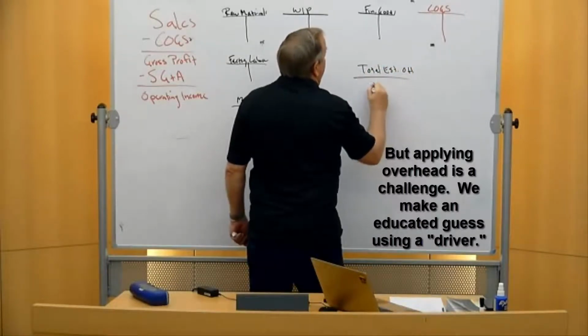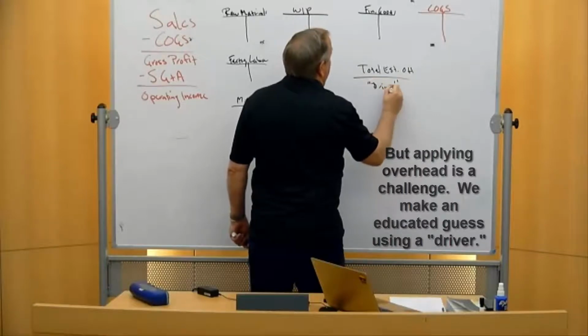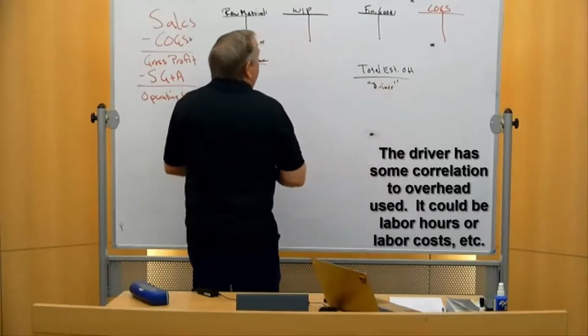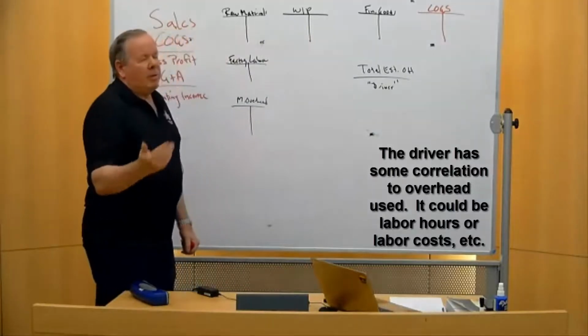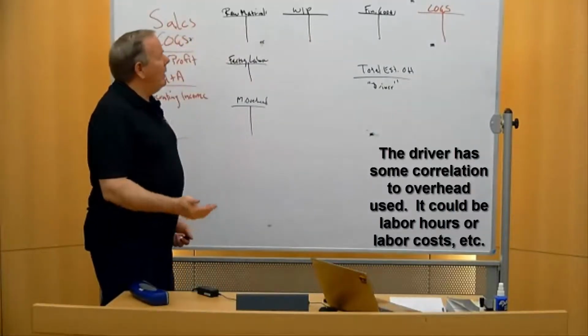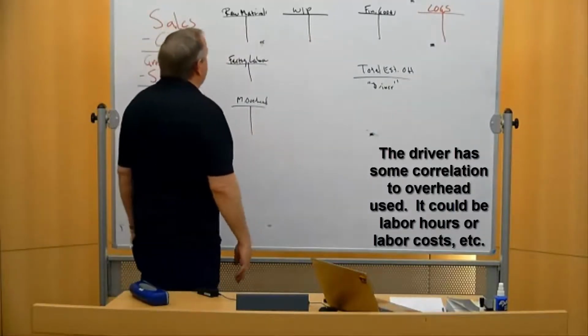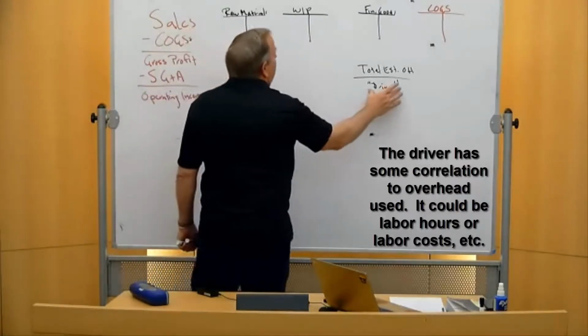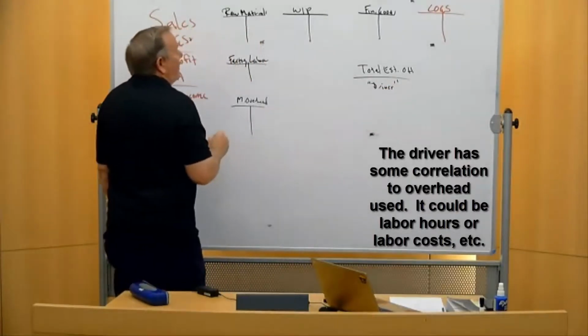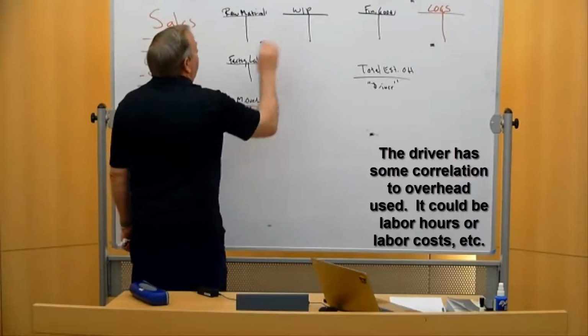and divide it by our driver. The driver might be labor hours, might be labor costs, might be machine hours, might be kilowatts of electricity. It depends on the nature of our business. Whatever we think is a good factor for determining how much overhead got used on a particular job.